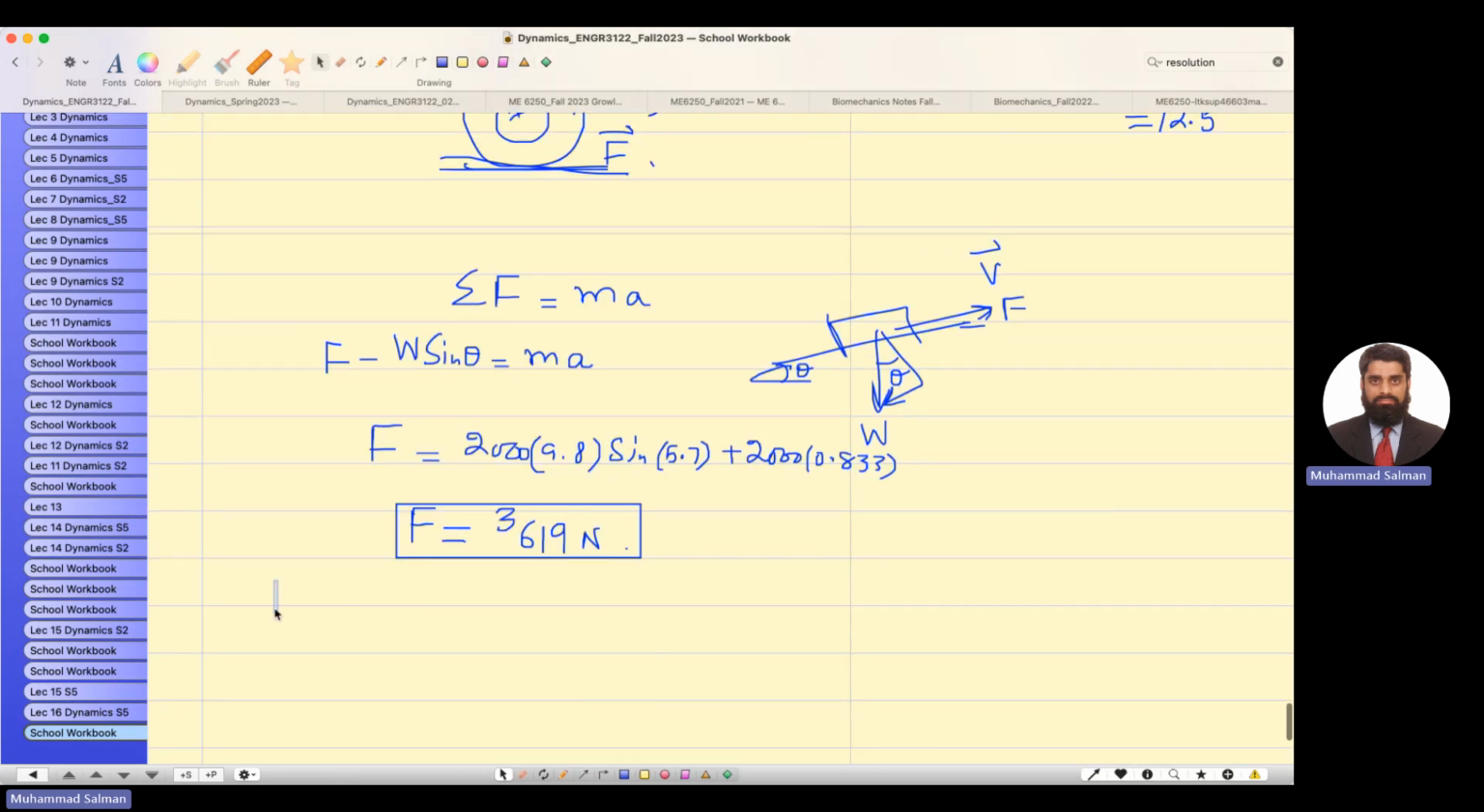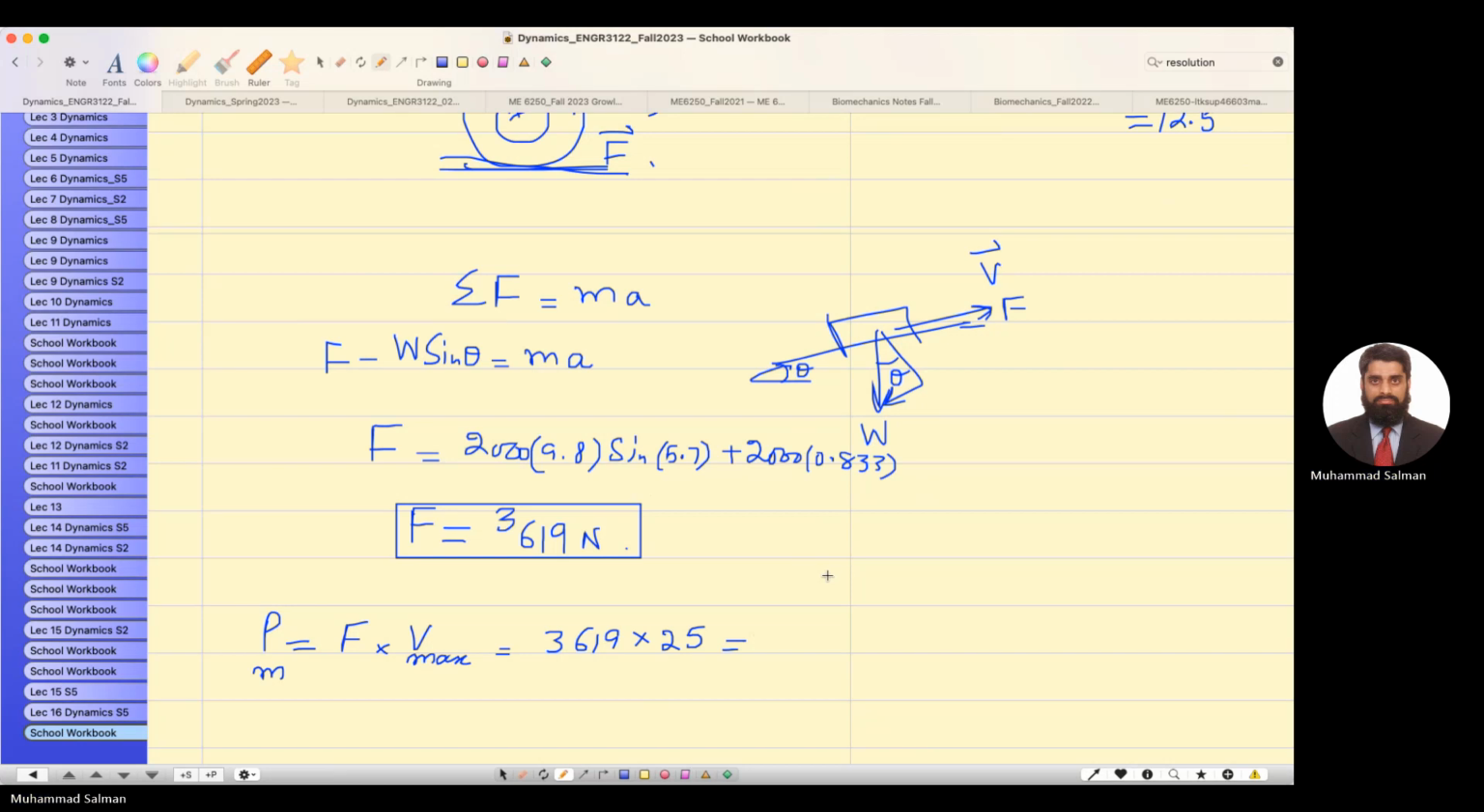So maximum power equals, this is output power. By the way, this is the output power because the force is the traction force between the tire and the road, which is the output force. So force maximum, the force remains the same, times the maximum velocity: 3619 times 25. What do you guys get?